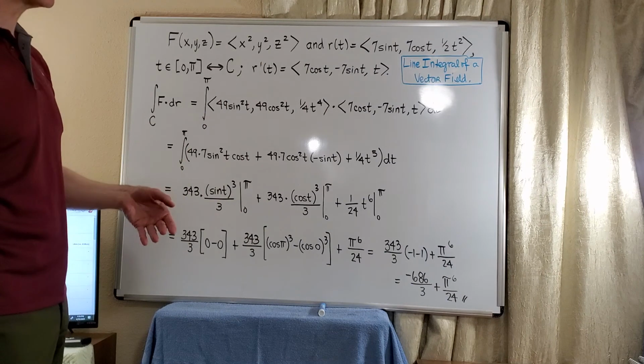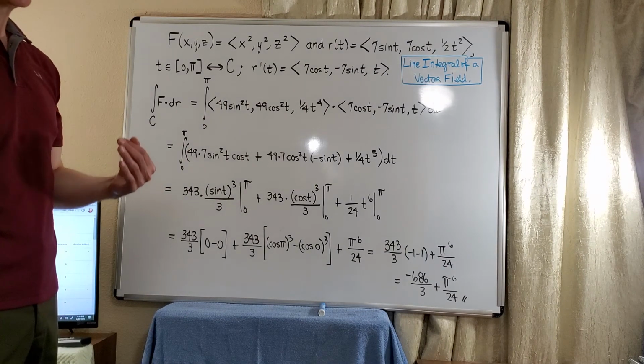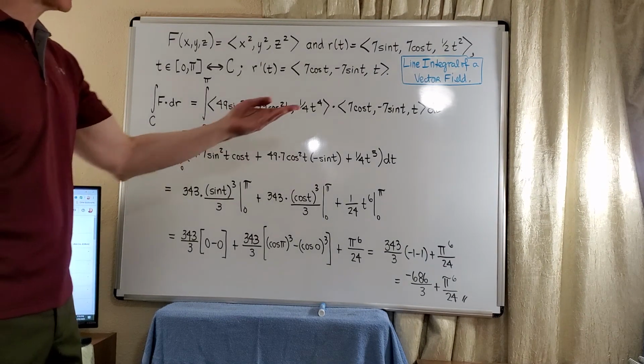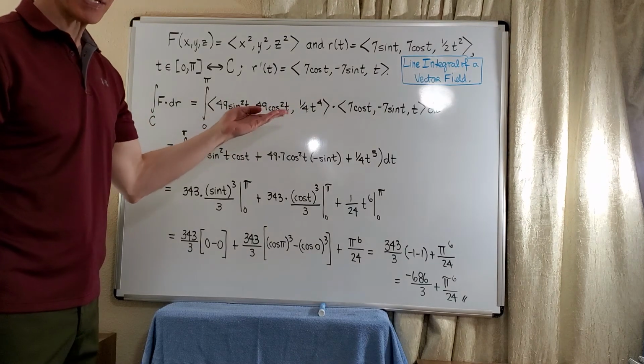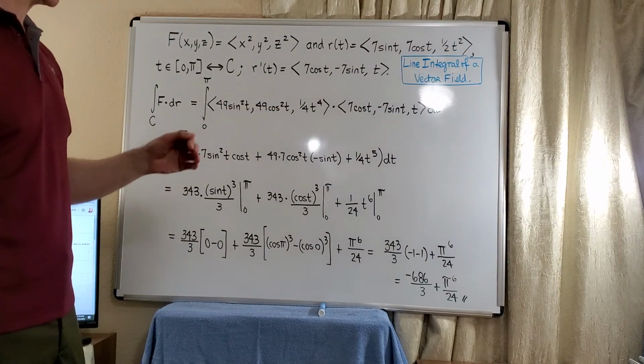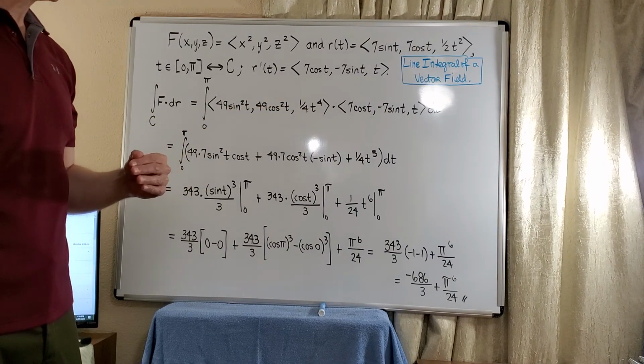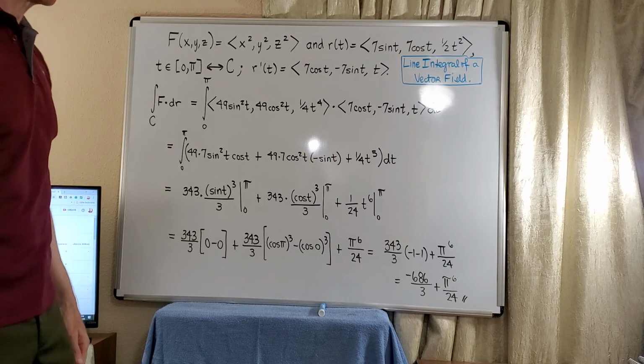Again, the main difference here is that when we have a vector field, we have an integrand that is basically a dot product. So the computation is much simpler than that of a scalar function. And we are done.